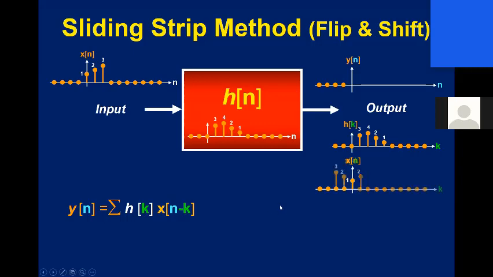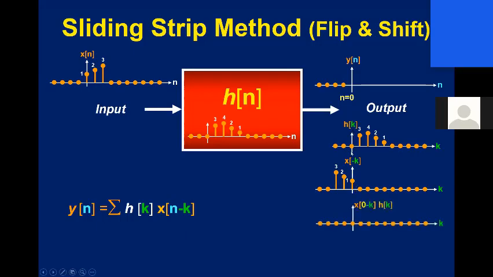X of minus k, though, looks like that running backwards. So instead of going 1, 2, 3 in the forward direction, I go 1, 2, 3 in the reverse direction to the negative index range. And then x of n minus k is this shifted to the right by n. So if I'm trying to compute y at n equals 0, I will shift this over by 0. I'll leave it where it is.